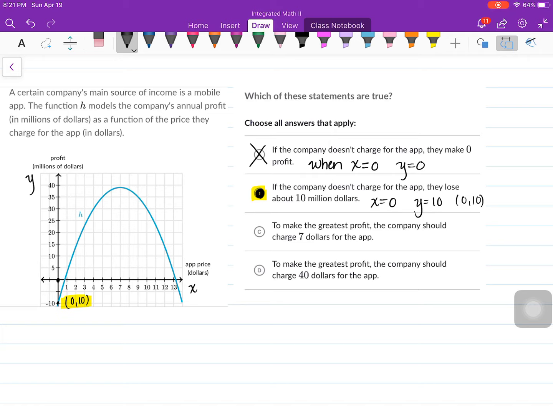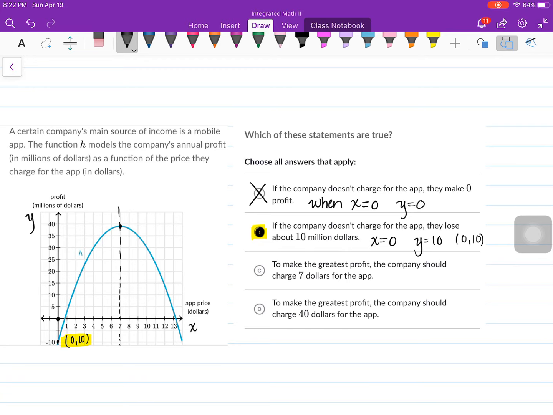Alright, so let's go ahead and take a look at the other one. It says to make the greatest profit, which means the highest amount of money, the company should charge $7 for the app. So in order for them to earn the highest, in this case, the highest point would be considered our vertex. They have to charge a total of $7 for the app. Now, is that true? Does my X equal 7 in the vertex?